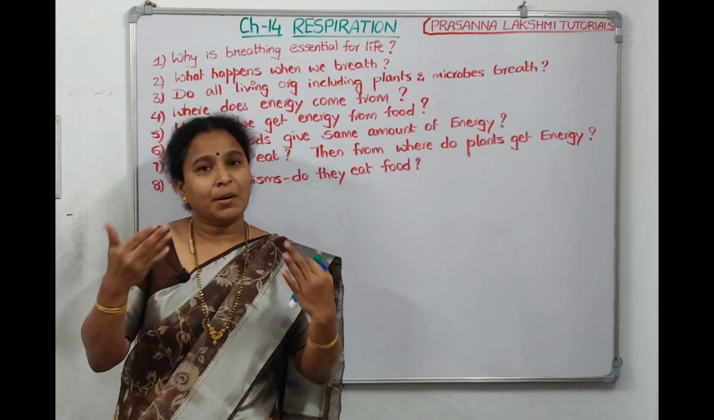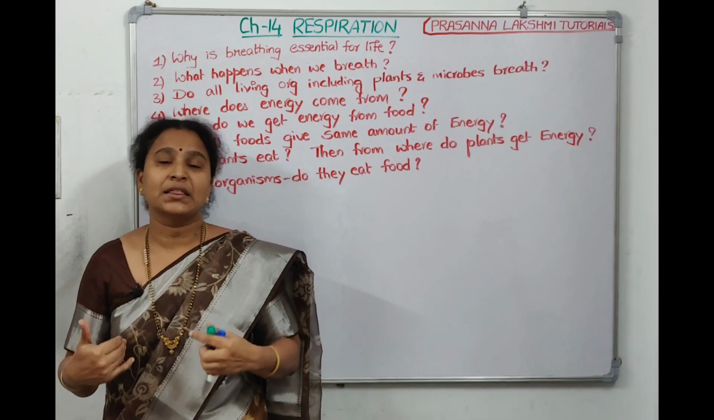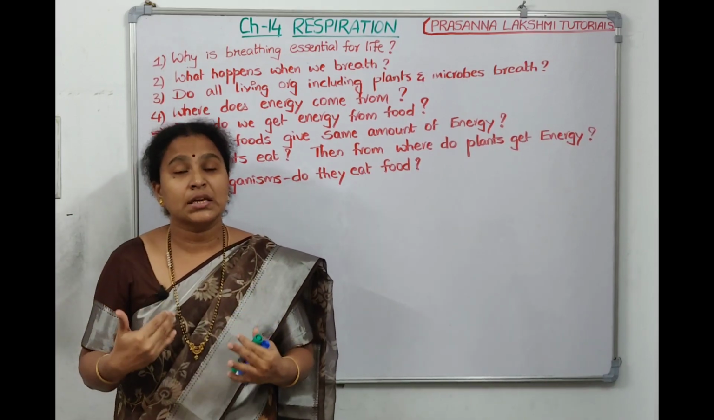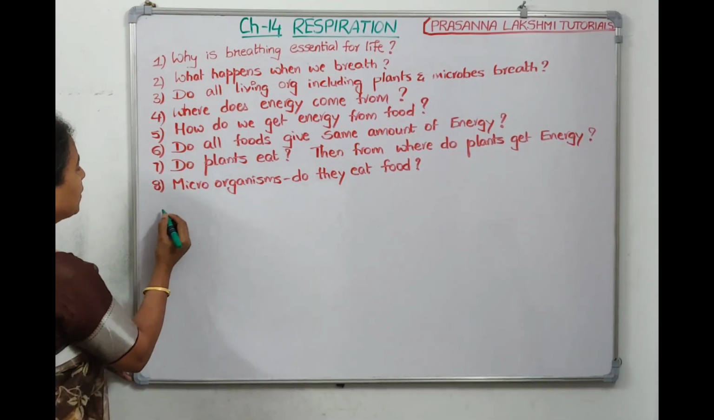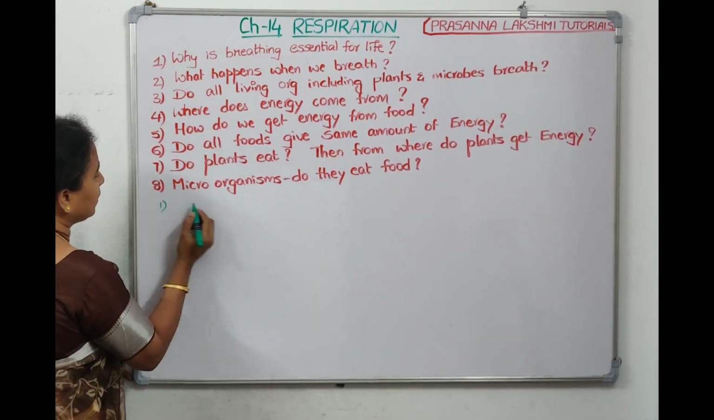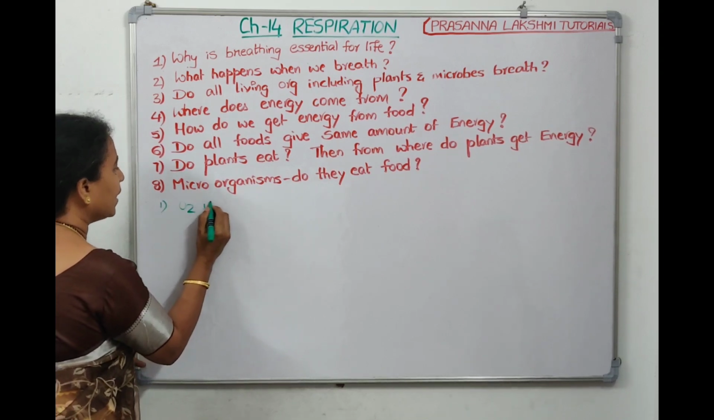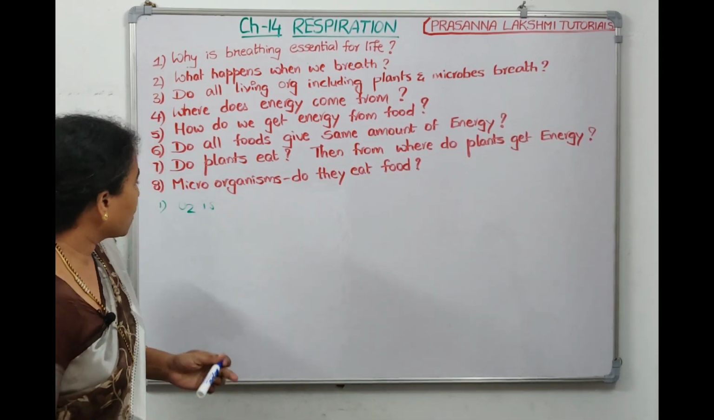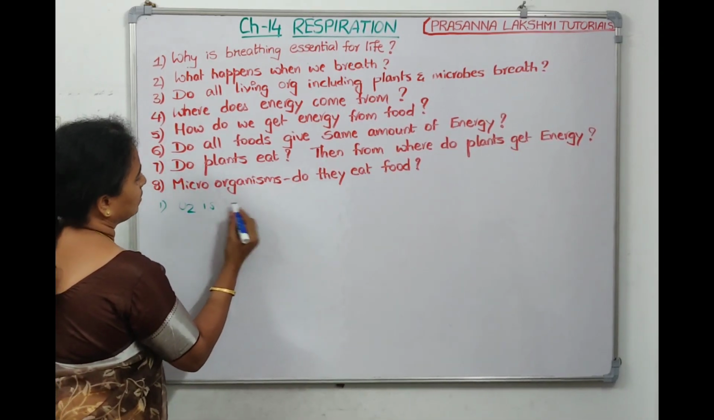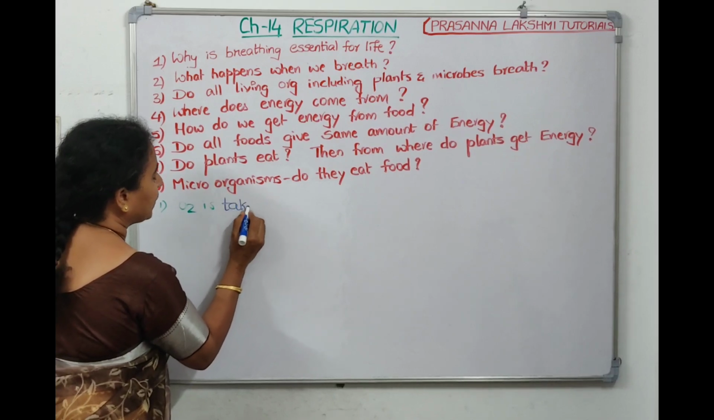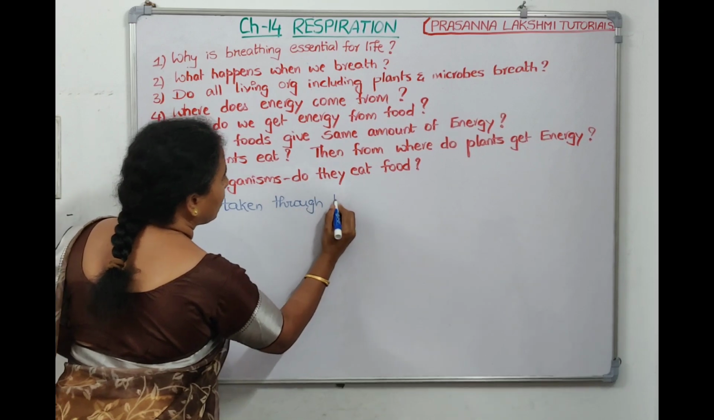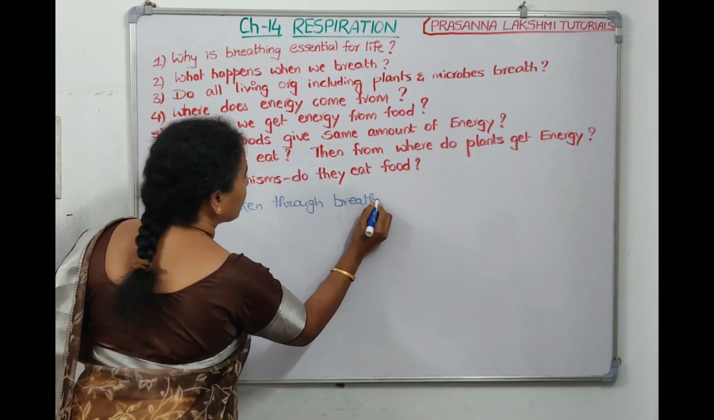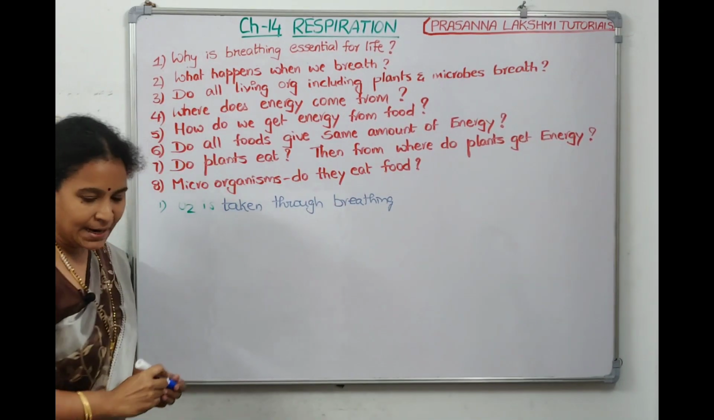When we, or a plant or an animal, breathe, what do we take? Oxygen. Oxygen is important for life. Why is breathing essential for life? The first answer we can tell is that oxygen is required. Oxygen is taken through respiration, or through breathing. So this is the first question's answer.